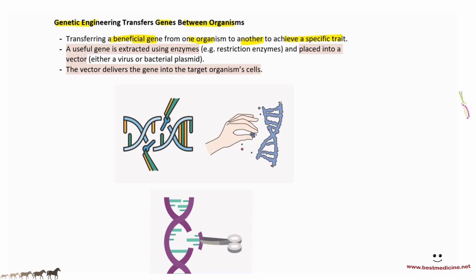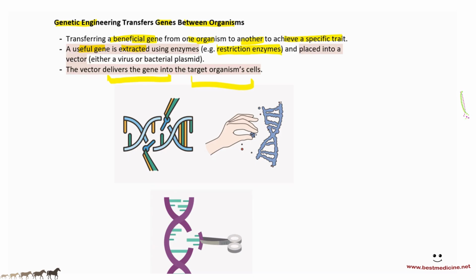What you do essentially is that you extract the useful gene first. How do you extract it? And you need to know this particular enzyme name. You use a restriction enzyme, kind of like a scissor that's going to cleave the useful gene, and place it into a vector, either a virus or a bacterial plasmid. And then that vector delivers the gene into the target organism cell.